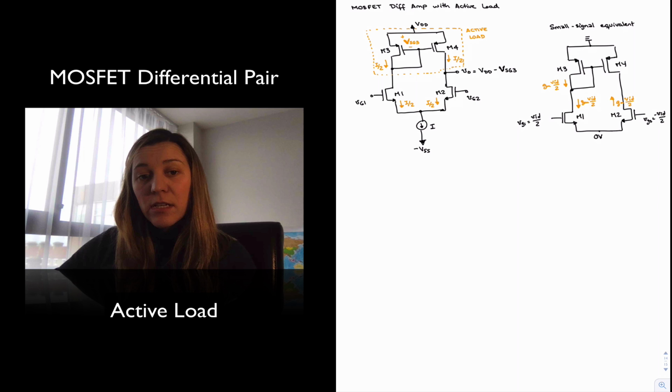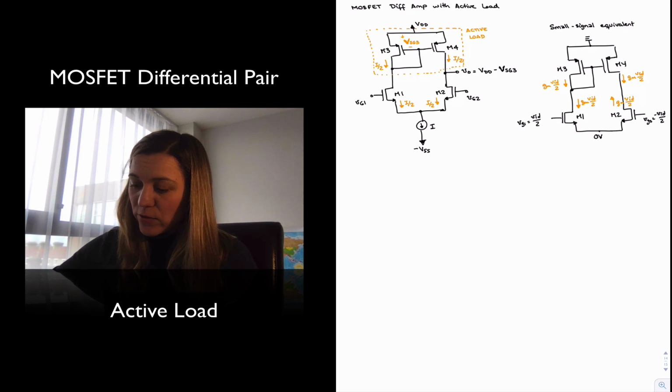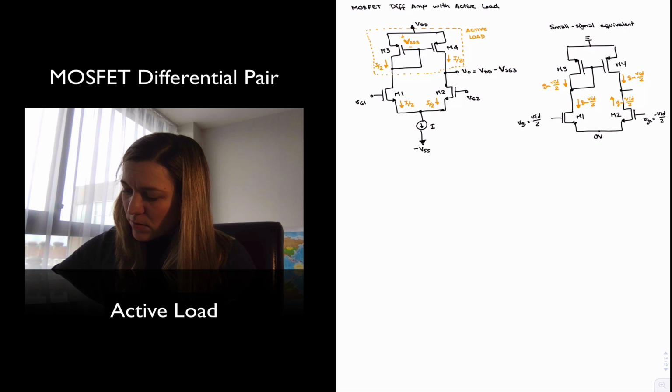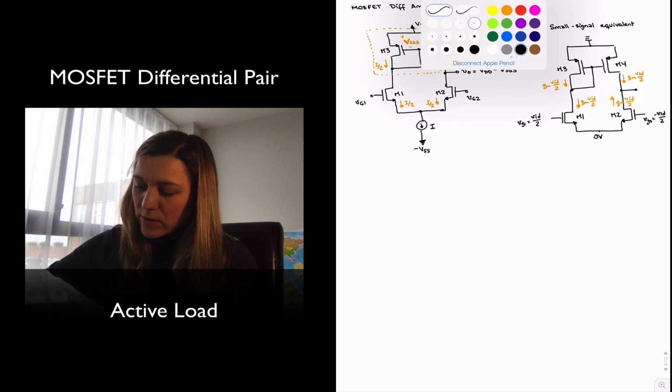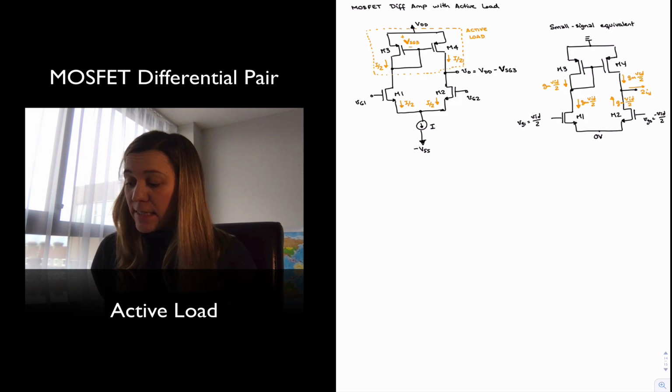And because M4 is a current mirror, any change that you apply on transistor M3 is going to be reproduced in transistor M4. So the small signal current is also going to be gm VID/2, flowing downwards, so that at my output node, the overall current there is going to be 2 times a small id. Okay.